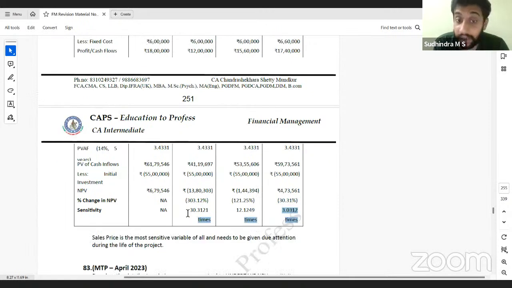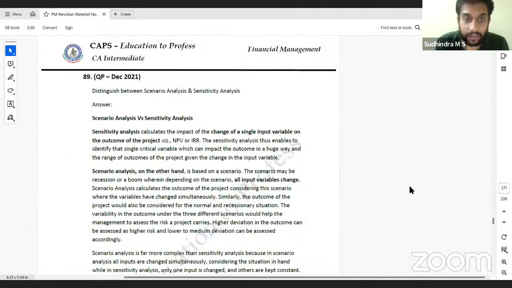So which is the highest? Sale price will be considered the most critical factor because it reduced by 303% or 30 times. When compared to the other two variables, this is more critical, the most sensitive variable of all. Are we understanding? Yes, sir. So that's how we approach a sensitivity analysis question.